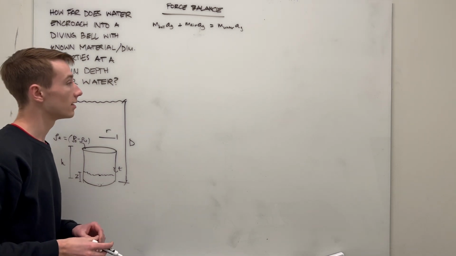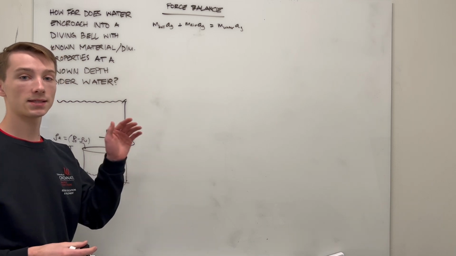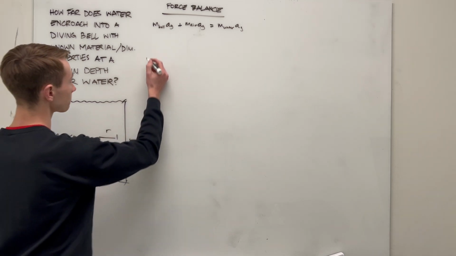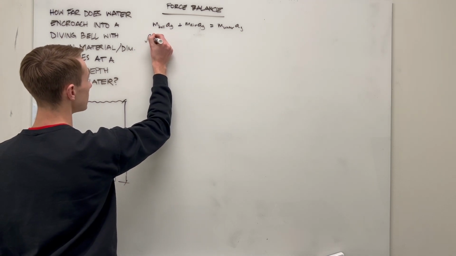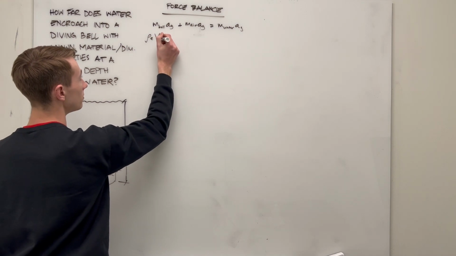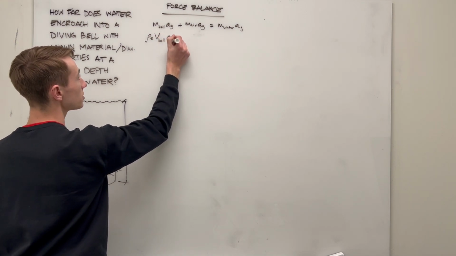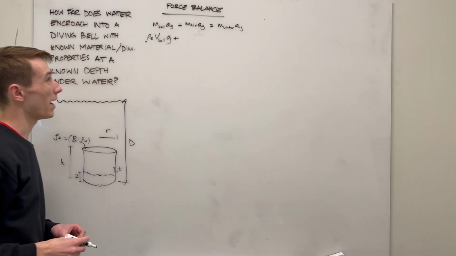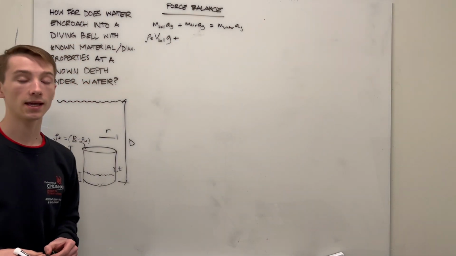Okay, so if density equals mass over volume, we know that mass equals density times volume. So we have the effective density of the bell times the volume of the bell times gravity plus the mass of the air. What's the mass of the air?